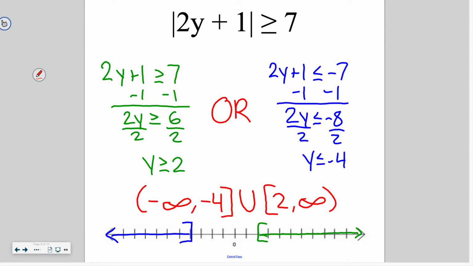When I solve here, my first step is subtracting 1 from both sides, and then dividing by 2 on both sides. This is a union case, an OR case, because we started with that greater than or equal to. And then when I graph, I've got negative infinity to -4. We've got that square bracket because of the equal to, the union, and then 2 all the way up to positive infinity, again with that square bracket.